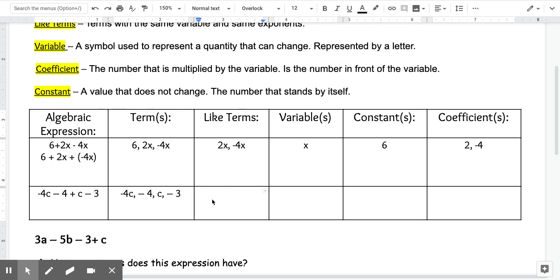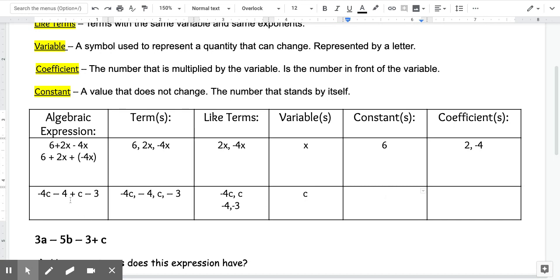What are my like terms? My like terms are negative 4c and c. And then I have another set of like terms, which is negative 4 and negative 3. So make sure you include all of them if you have more than one set of like terms. Variables, what are the variables that we're using? It is c.